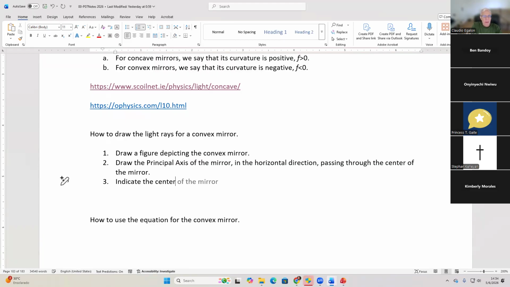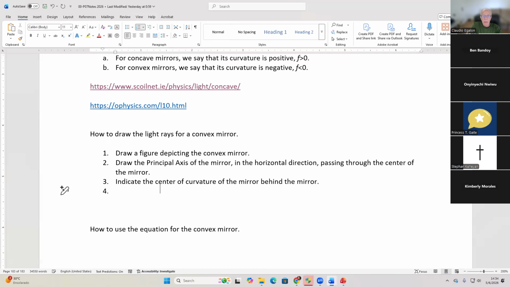Indicate the center of curvature of the mirror, capital C, behind the mirror. Indicate the focal point F of the mirror, also behind the mirror.